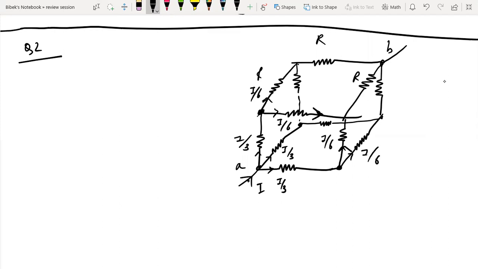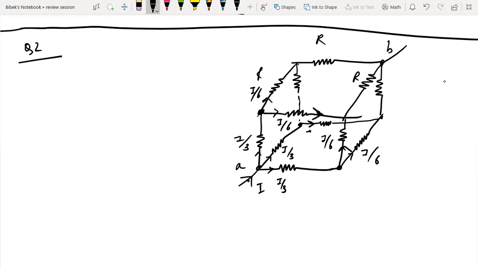And this I over 6 is going to this side, okay? So it's quite a tricky one. So now you'll have, let me think. Okay, you have I over 3 here as well. So I divided I over 6 for these two currents. Now there's another one over here. This will also be dividing into I over 6.